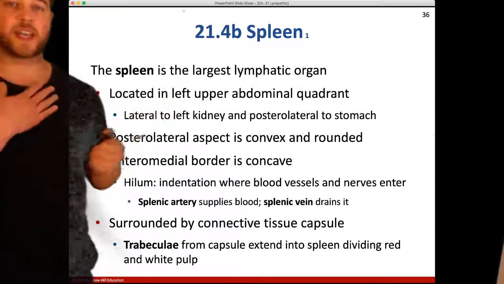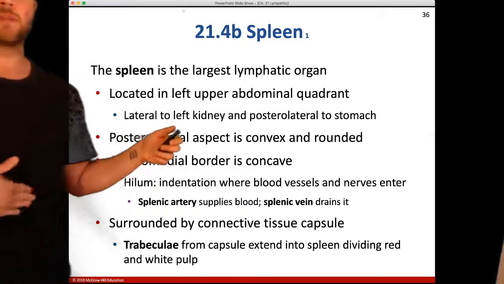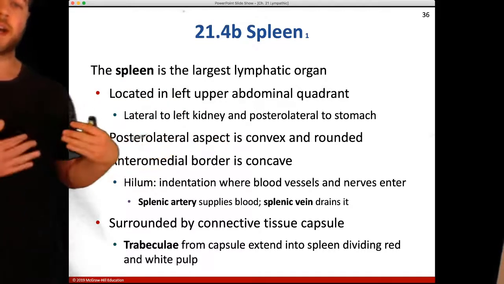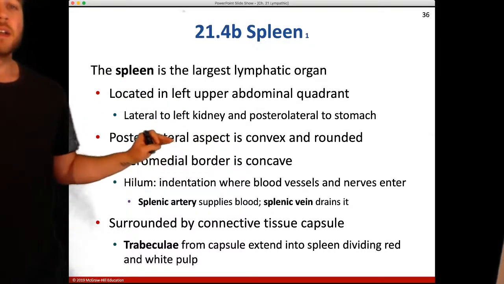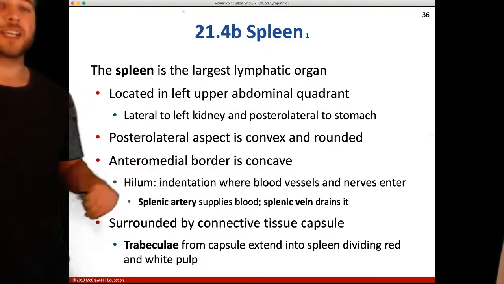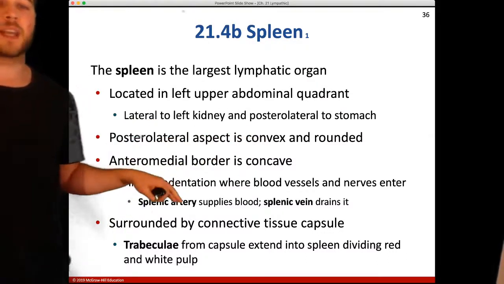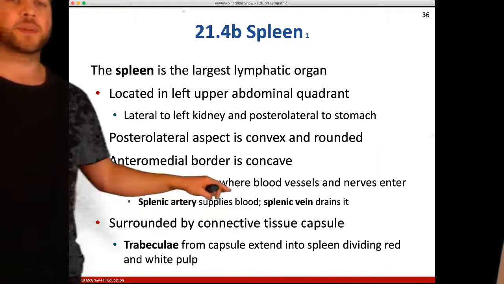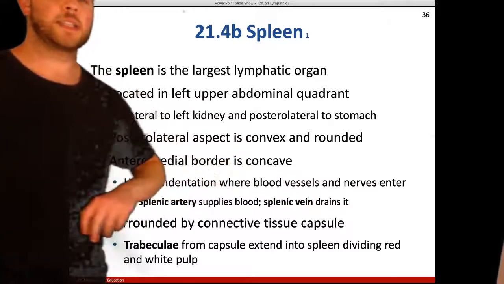Spleen is the largest lymphatic organ, located in the upper left abdominal quadrant, posterolateral to the stomach, so behind and to the side of the stomach. It's convex and rounded. Anteromedial border is concave. Again, it has a hilum that has the entrance and exit for the blood vessels. Splenic artery supplying blood, the splenic vein draining it.